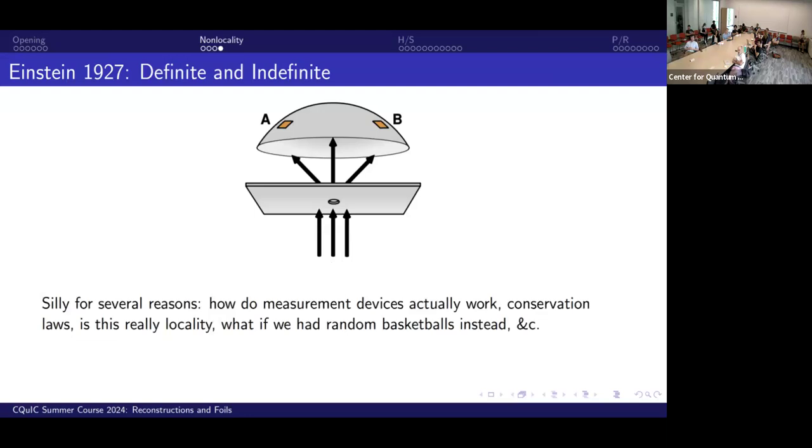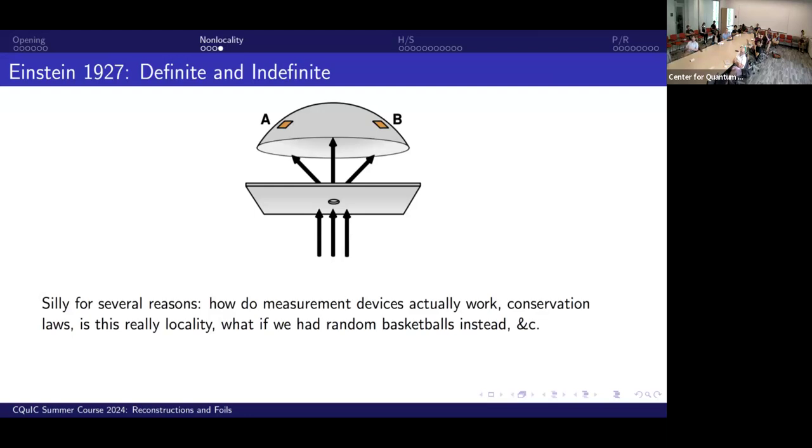And now, the reason why I'm bringing this up, and the reason why I'm deciding on this 5 minutes, is that this is kind of silly. It's ignoring questions of how the measurement devices actually work, it's ignoring conservation laws that we should be caring about. Is this really how we should be understanding locality in the first place?